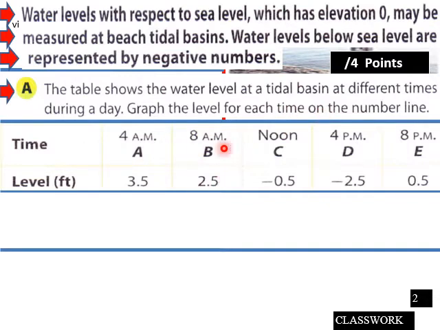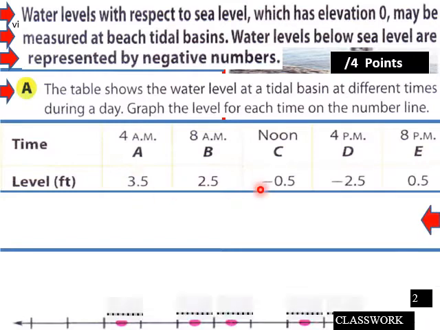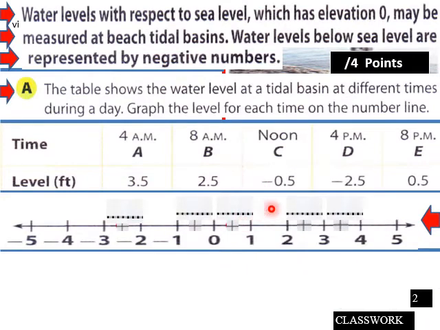So here are our times A, B, C, D, E, and then here is the water level. So how would you graph that? Well, let's see how you would graph it. A, at 4 a.m., what's at 3.5? That'd be over here, between 3 and 4, is A, 3.5. And then B, where would you graph B, students? It'd be here, B, 2.5.